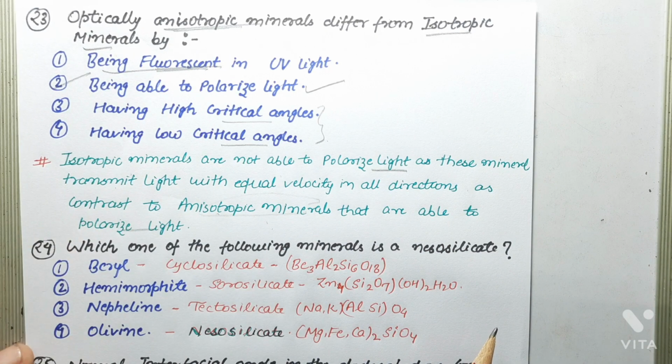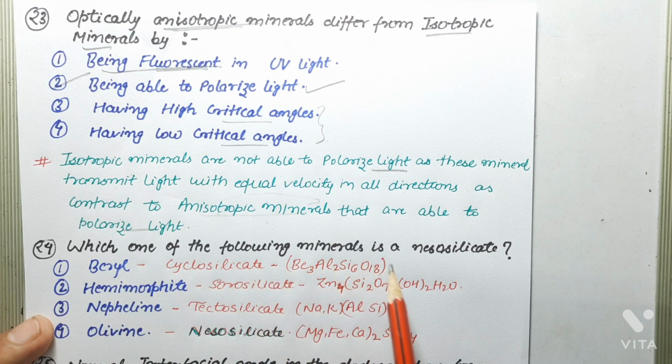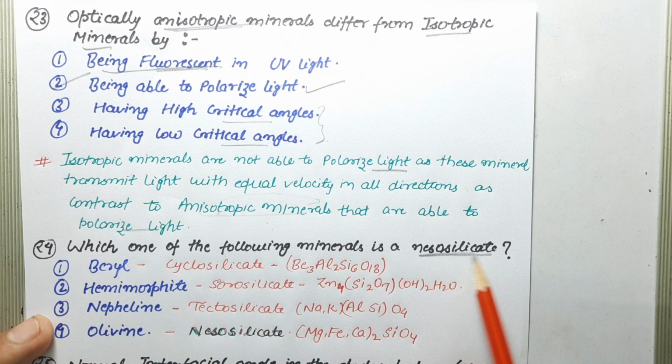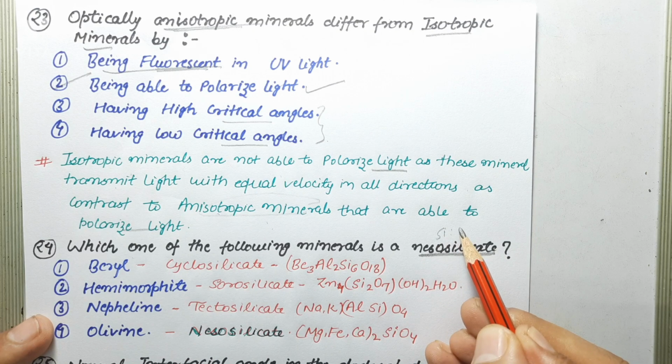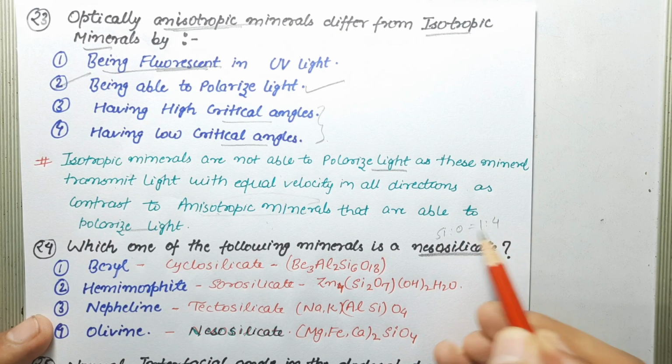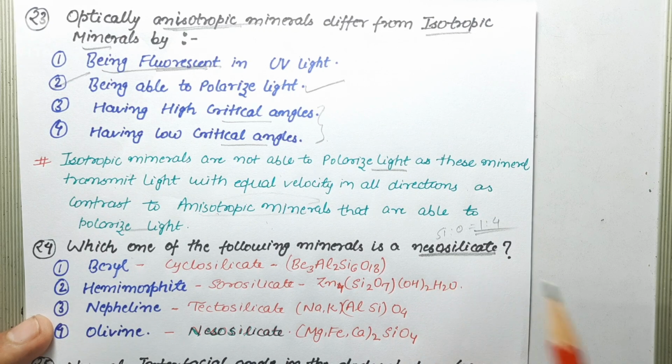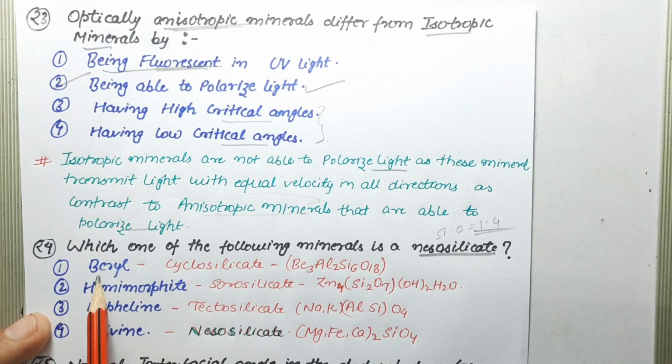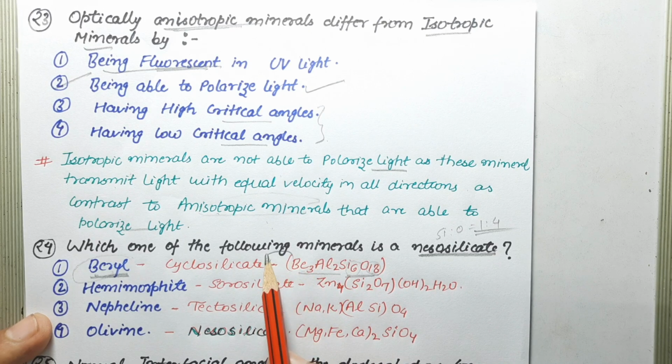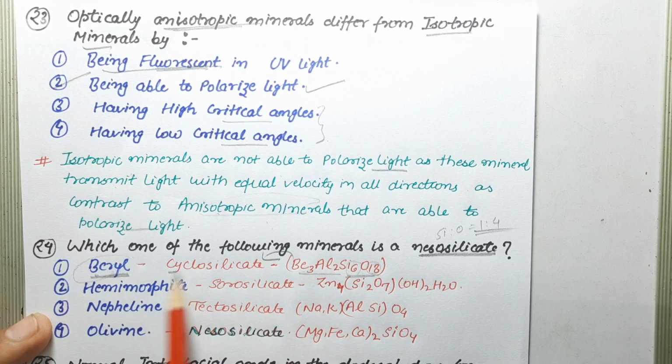Next question says which one of the following minerals is nesosilicate? Nesosilicate is a type of structure in which silicon oxygen ratio is 1:4. Okay. Now check out these options. First one is beryl, and composition of beryl is Be3Al2Si6O18. So this has silicon oxygen ratio 6:18, and this is in case of cyclosilicate structure. So beryl belongs to cyclosilicate.